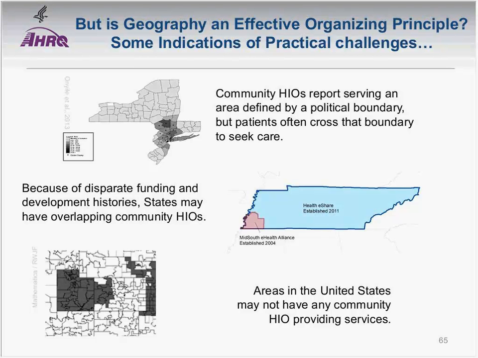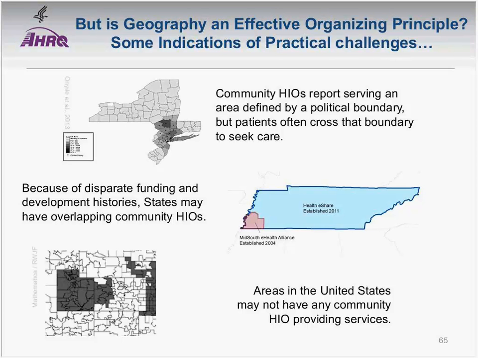Also, because of a very disparate developmental history and multiple streams of funding, states may actually have multiple and overlapping community HIOs. Here's an example on the slide for you. In one city, a community had a long-standing community HIO activity going on. Later, a different funding mechanism came along and another one was established. However, they both purport to serve the same area.